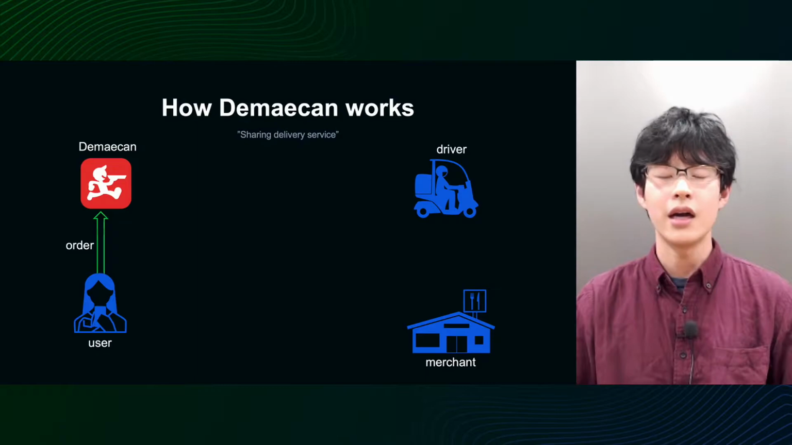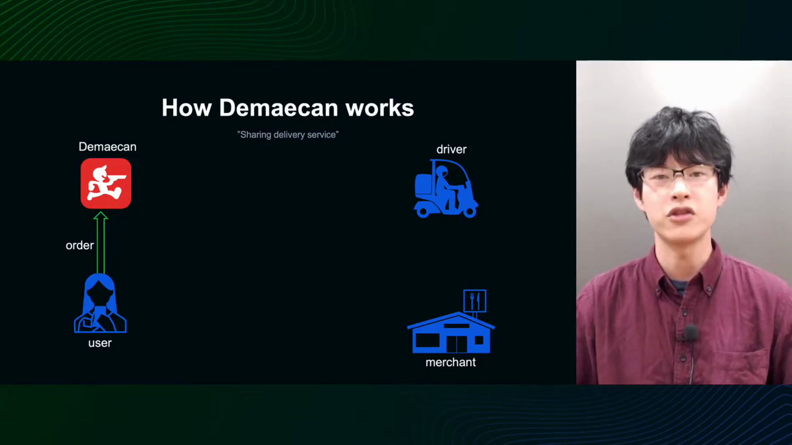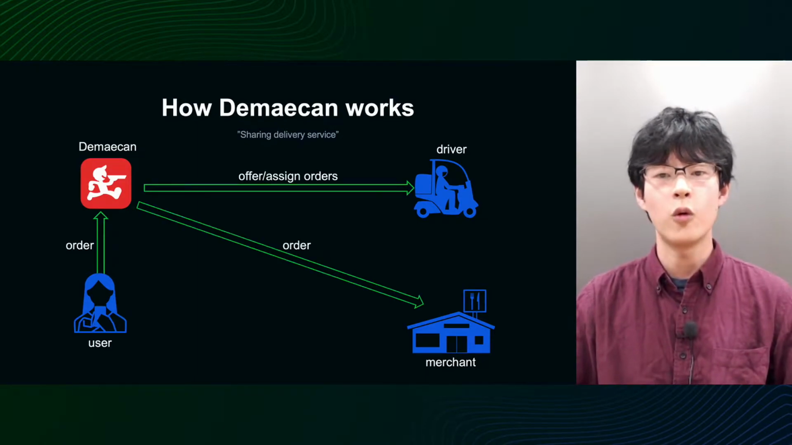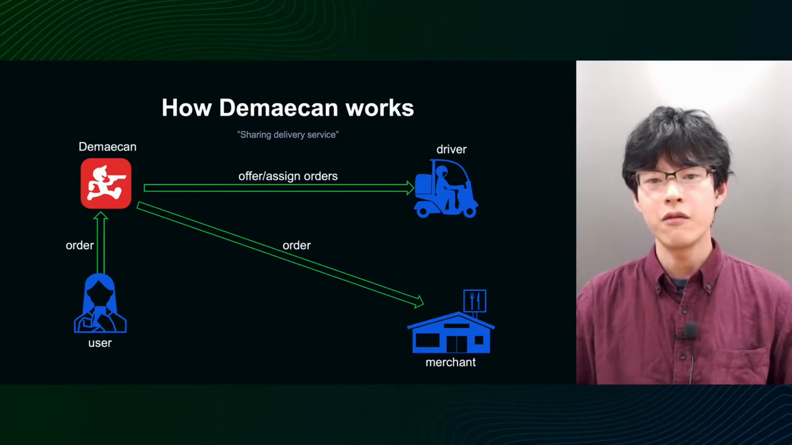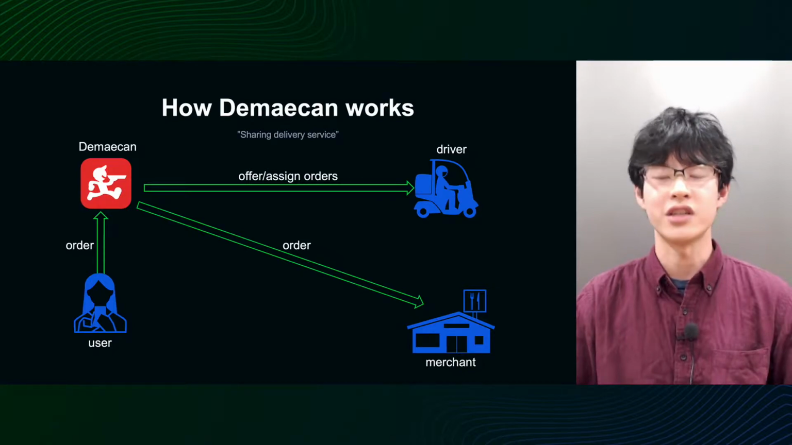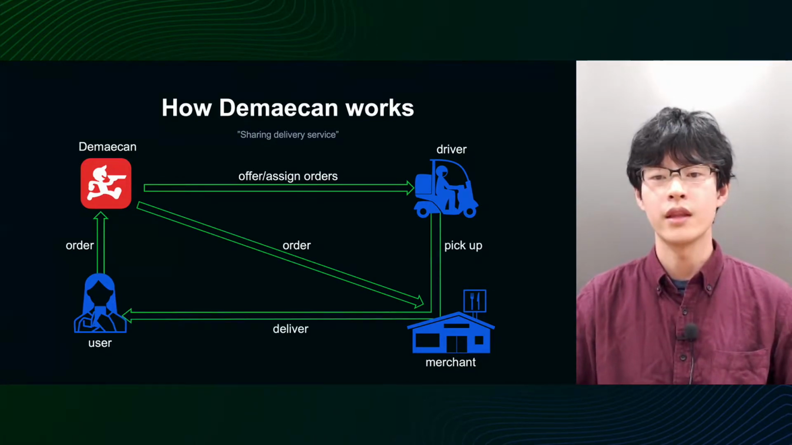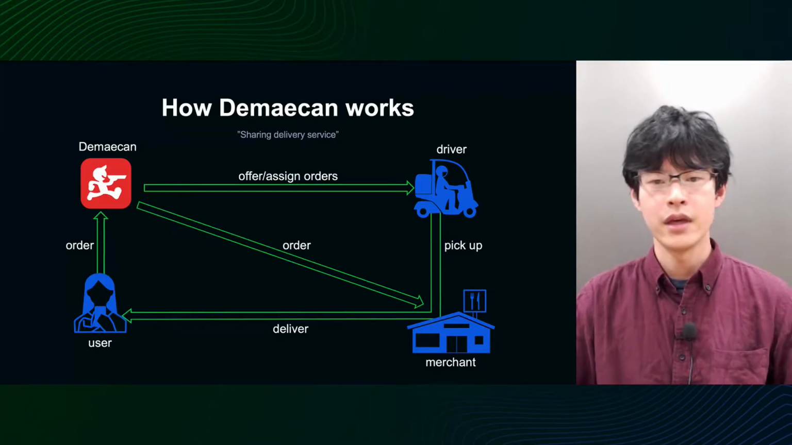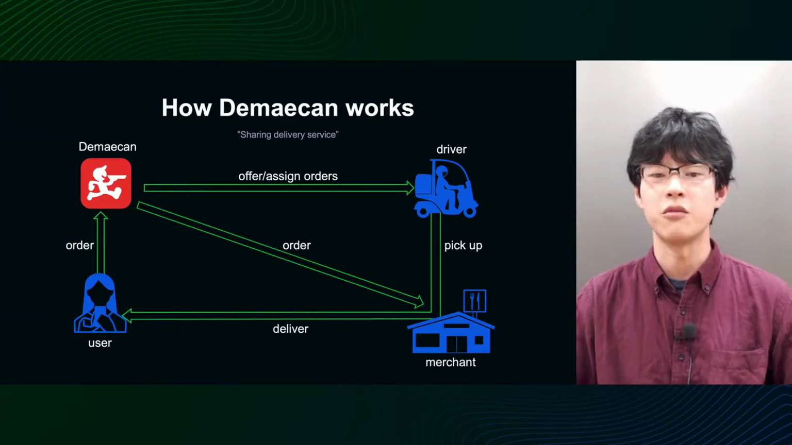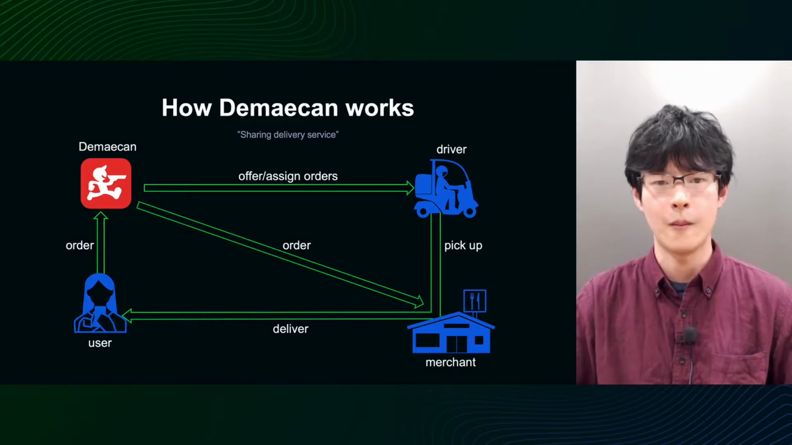First, the user places an order from the app or website, and the merchant and the driver are notified. The merchant starts cooking. The driver has a choice of either accepting or rejecting the offer. Upon acceptance, the driver goes to the merchant, picks up the dishes, and delivers them to the user.